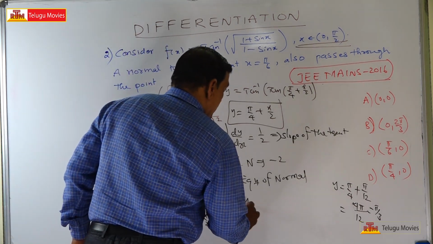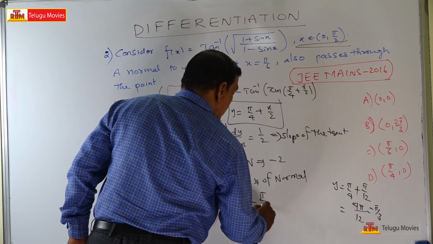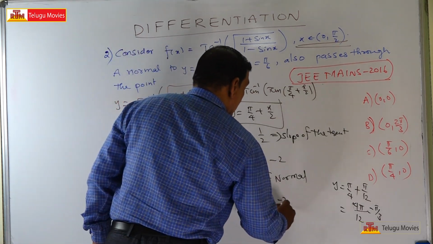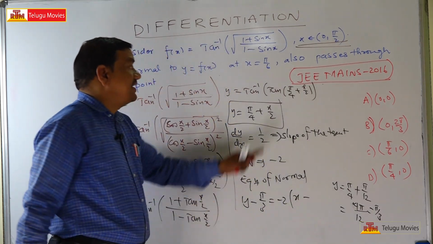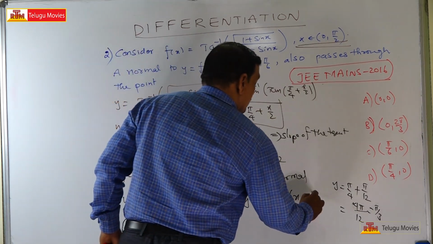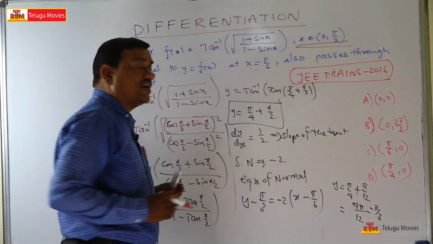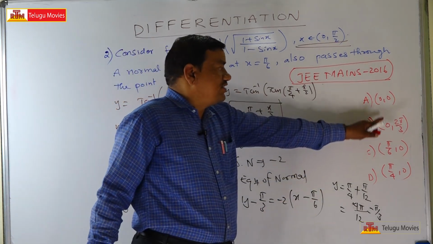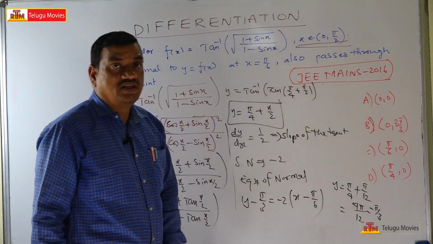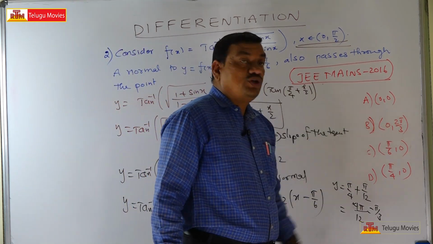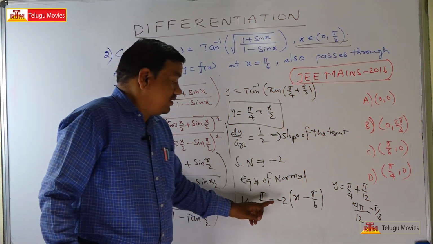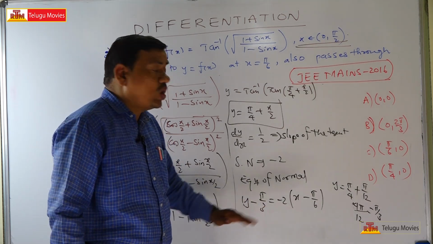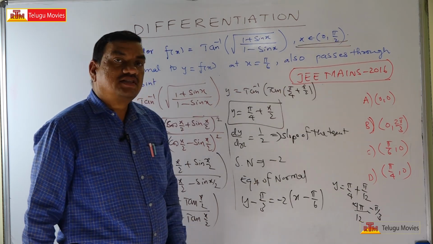Therefore, y minus y1 is pi by 3. y minus y1 is equal to m, the slope of the normal, minus 2, into x minus x1, which is pi by 6. Okay, so don't try to simplify that problem, take option verification. After finding the equation of the normal, don't try to simplify this. Let us see the options.